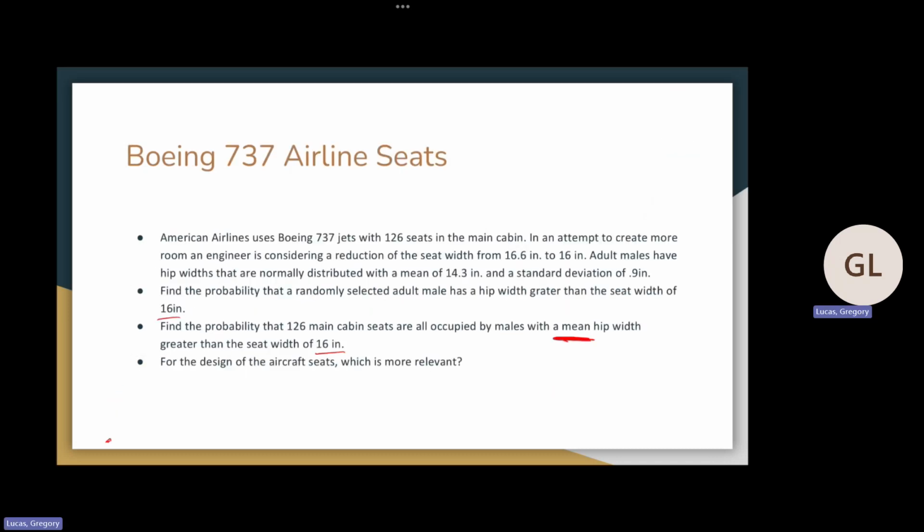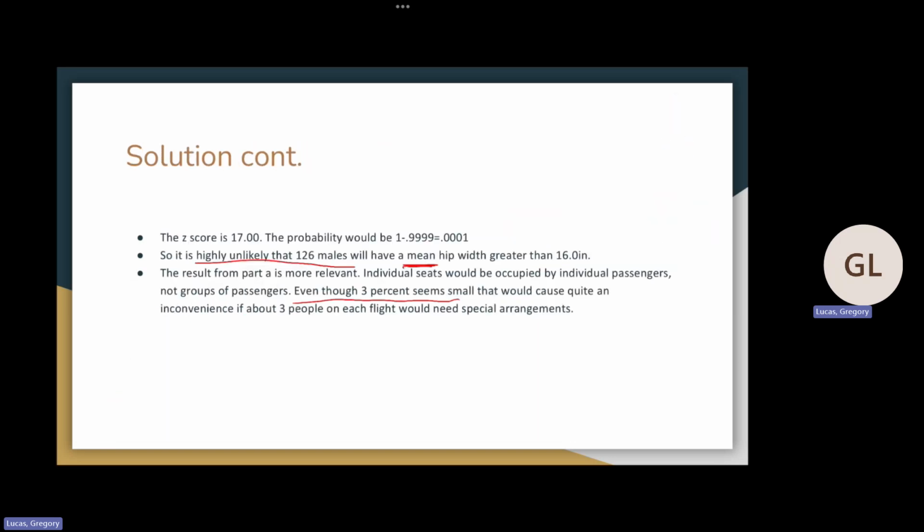Or probably a little less than that, because this was for, I believe, just adult males. But still, every 120 or so people, males that fly, 3 of them don't fit. And that's just including males. So that's probably a problem. 3 people on every flight, probably not the best way to engineer these flights. So here we can see the difference of when we want to use an individual value, when we want to use a mean.